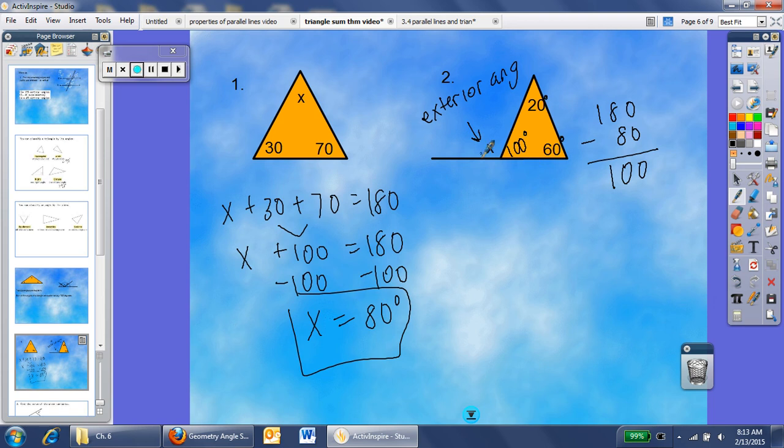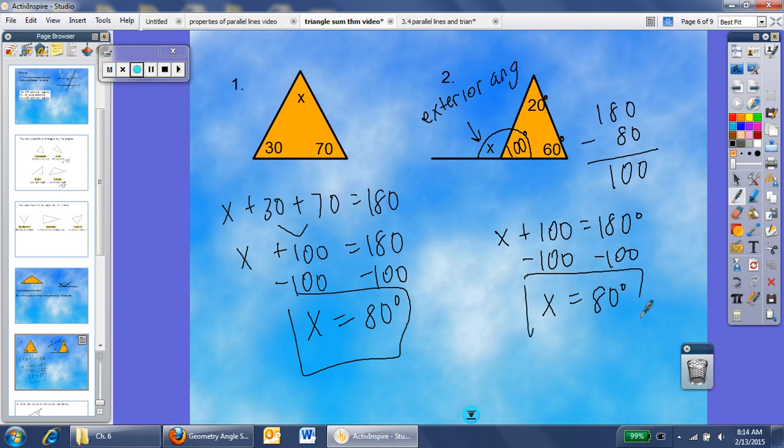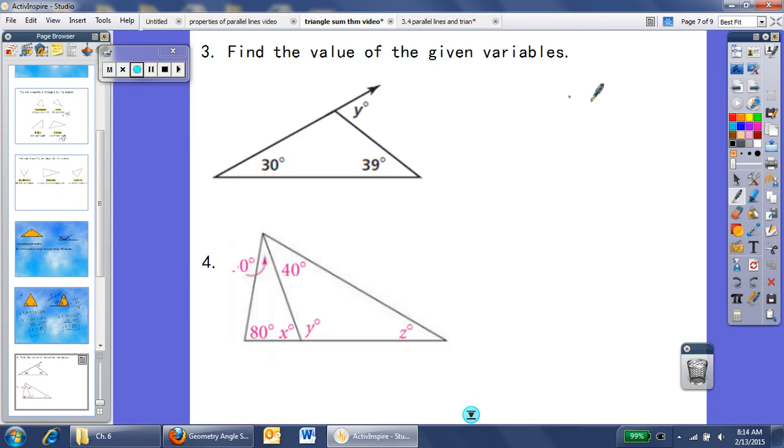Now look at x and 100. These are supplementary. So that means that x plus 100 has to be 180 degrees. Subtracting 100 on each side of our equation, we get x equals 80. And I want you to pay attention to something about this exterior angle. We ended up getting that x is 80 degrees out here, and that relates to these two remote interior angles here. We'll do 2 more examples, make it a little more difficult, and try.